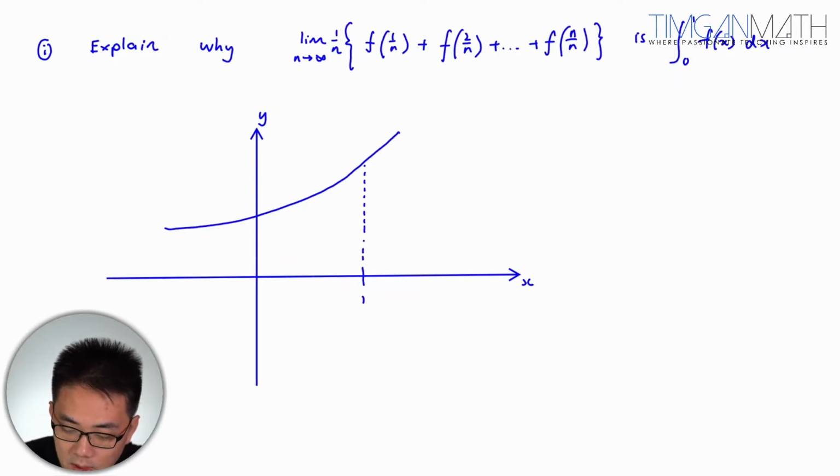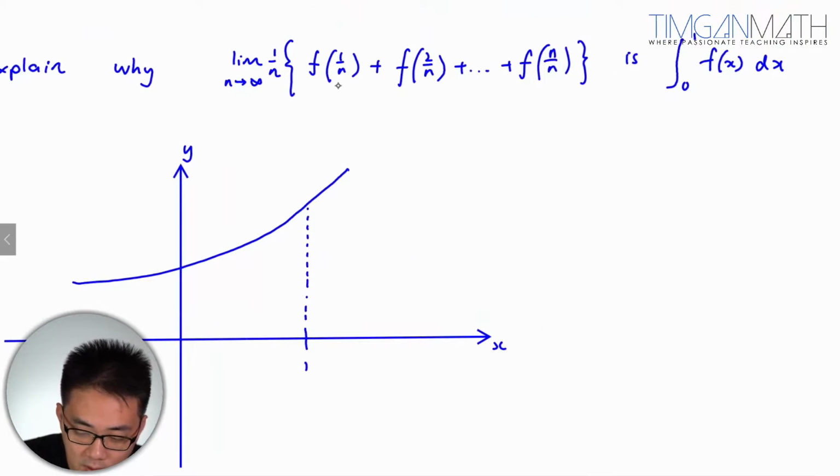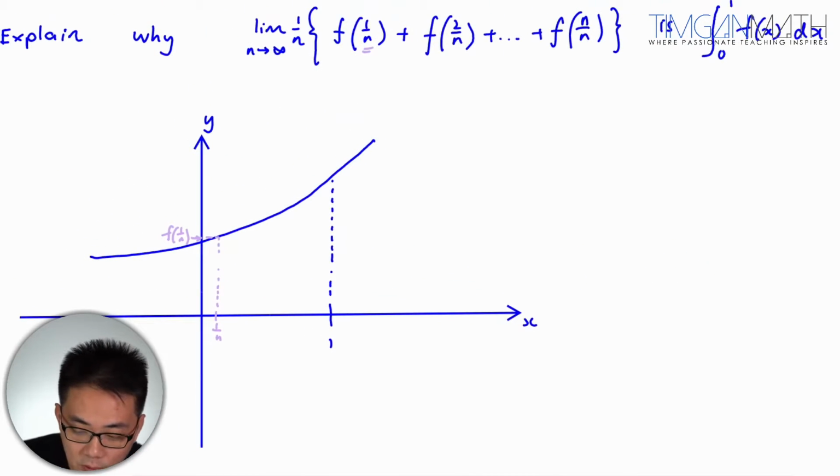Let's try to understand what this means. Now, 1 over n: you break the interval here at 1 over n, and this is f of 1 over n. After which you move on to the second one, which is 2 over n. You break at 2 over n here, and this is the height, which will be f of 2 over n.